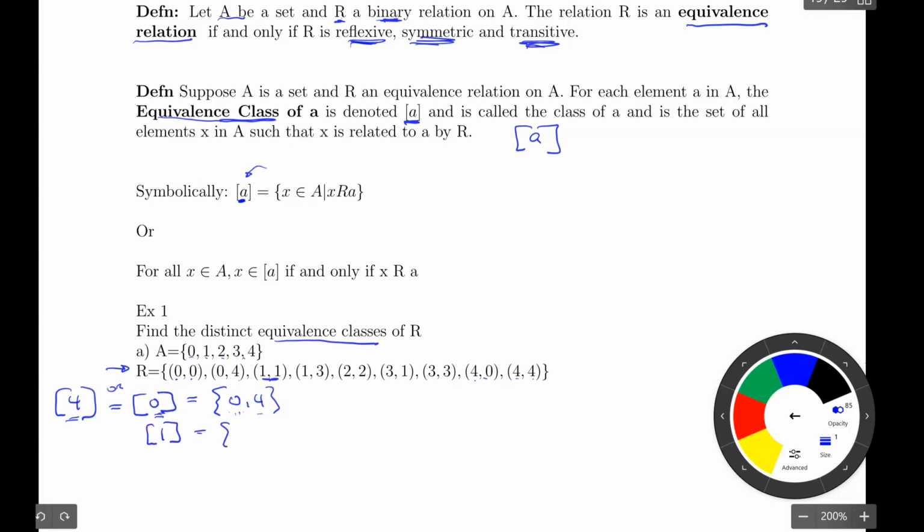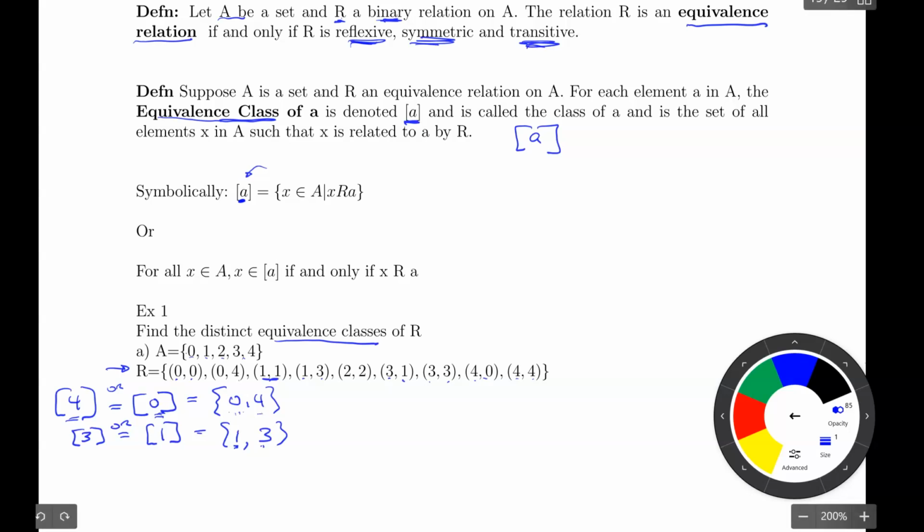Okay, looking further, I can see 1 is related to 1, so I'm going to make the class that's got 1 in it. What else is related to 1? 1 and 3, 3 and 1, 3 and 3. So everything in this set is related to each other. Again, this could be called the equivalence class 3, or the equivalence class 1. It doesn't matter.